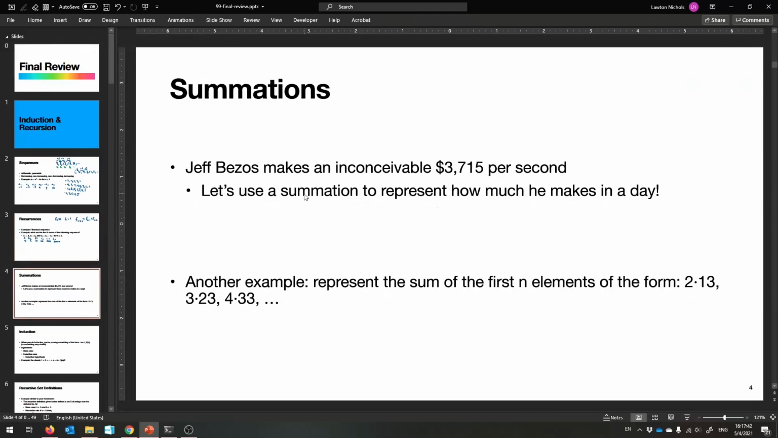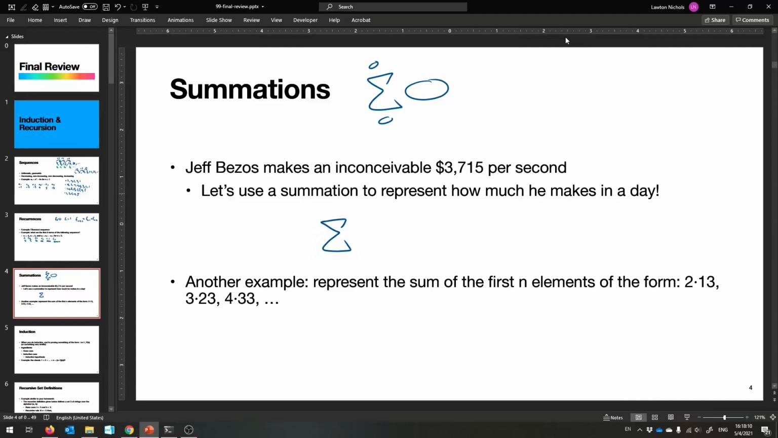Summations are a nice one. That's where you have that sigma that is letting you have some expression here, and then the starting value and an ending value. And it's talking about a sum of a bunch of stuff. So here's my fun example. Jeff Bezos, very rich man, has way too much money. He makes $3,715 per second. So let's use a summation to discover how much he makes in a day, just to represent that number, whatever it may be.